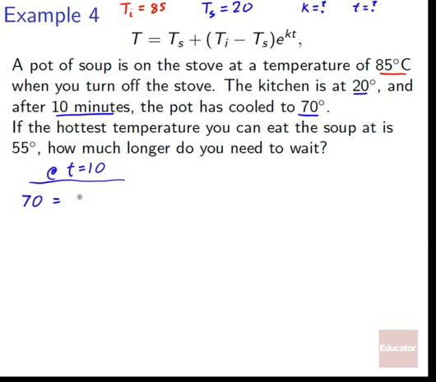Then we can set up everything else. The surrounding environment is 20, plus the initial temperature of 85 minus the surrounding at 20, e to the k, and we know that it's 10 minutes, t equals 10 in this case, so times 10. Great. We start working this out, working towards the e to the k times 10. So we subtract by 20 on both sides. 85 minus 20 becomes 65 times e to the k times 10.